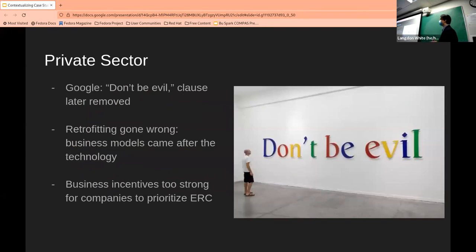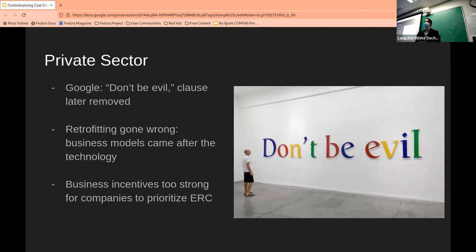So finally, the private sector. Google had this famous thing where they said, don't be evil, right? That was their mantra for a while, and they later removed that, which is an interesting fact in itself. But I think part of the problem for them had to do with retrofitting, right? They only thought of their business model after they had a technology. They weren't thinking about how to make this a sustainable enterprise, but rather, after they had a really powerful tool, they had to figure out how to make money from it. And so we ended up in this advertising world when there were probably other ways to do that.